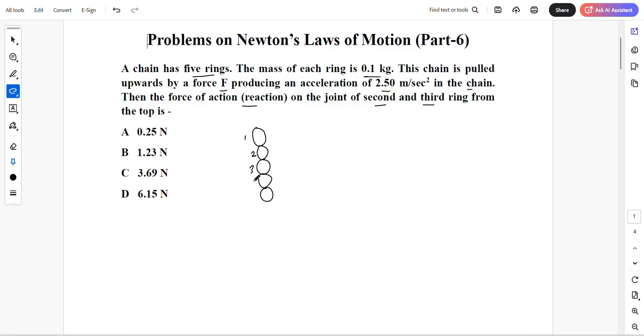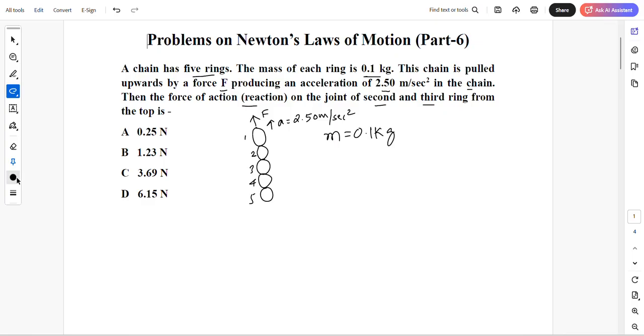1, 2, 3, 4, 5. And mass of each ring is how much? 0.1 kg is given. And it is pulled by a force F. And what is the acceleration? Acceleration is also given, that is a is equal to 2.50 meters per second square. Now what you are supposed to calculate is the force of action reaction on the joint of second and third ring from the top.